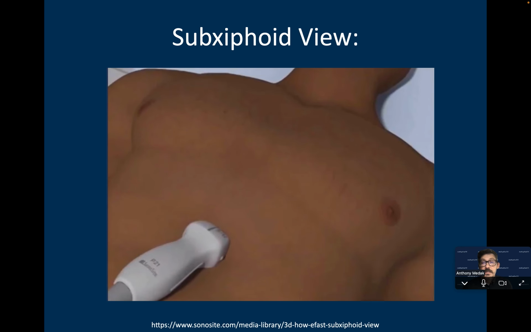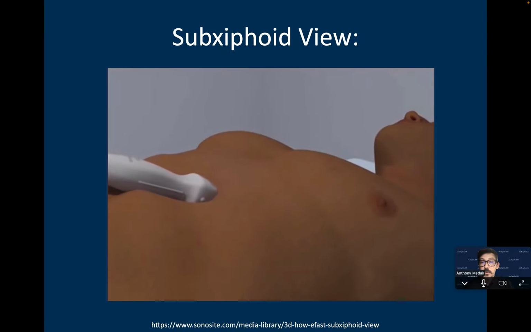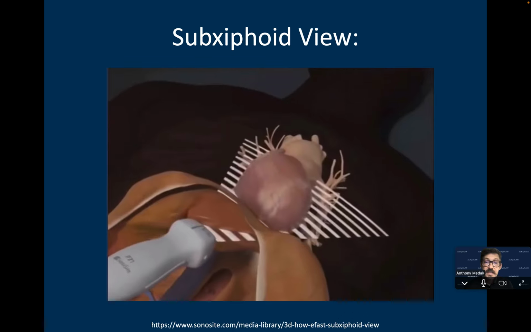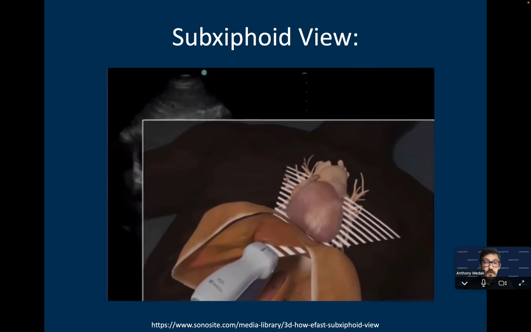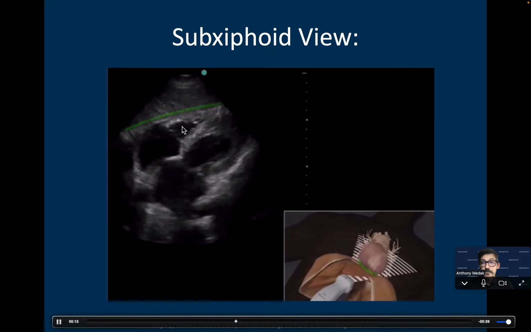This is a nice 3D animation demonstrating this particular subxiphoid view. You can see the probe in the epigastrium, and in a moment you're going to see a cutaway of the sound energy bisecting the heart from the apex all the way to the base of the heart. And in doing so, you can see that interface between the heart and the liver. The liver lights up here at the very top of the screen.